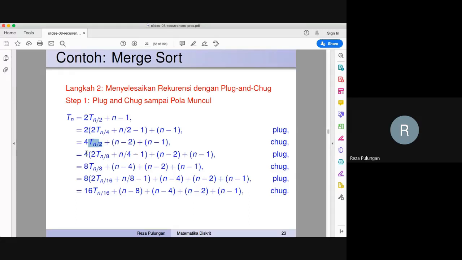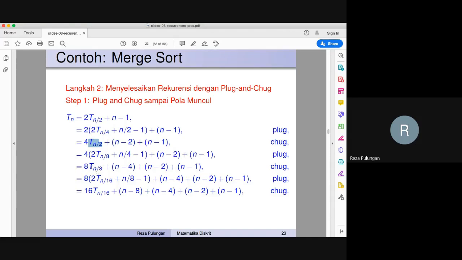N, but then there is here 4 multiplied by minus 1, n minus 4. You see? N minus 2 plus n minus 1. Again, let us say that we don't know it yet. We can see the pattern. We haven't been able to see the pattern. What do we do? We perform one more plug and chug.